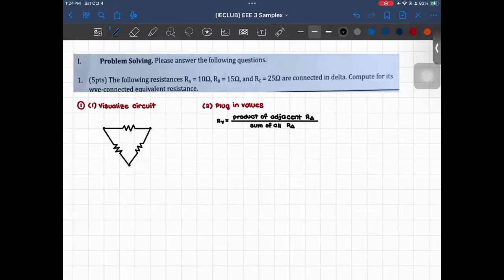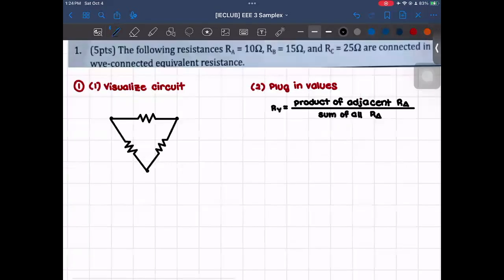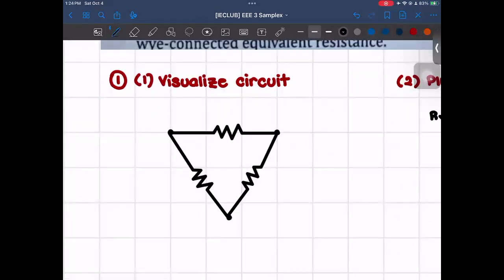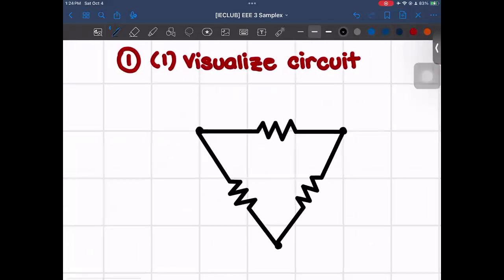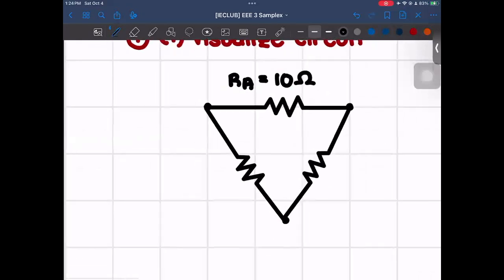So for this, the very first thing that I would do is to visualize the circuit. We do know that these resistors are connected in delta, and with that, it would look somewhat like this. So we could plot in these resistances wherever you want to put them. For example, I'll put R sub A is equal to 10 ohms at the top, and then R sub B is equal to 15 ohms here, and then RC is equal to 25 ohms.